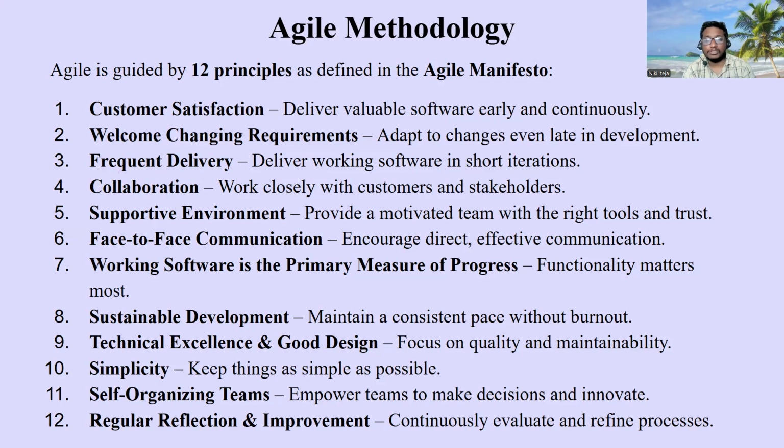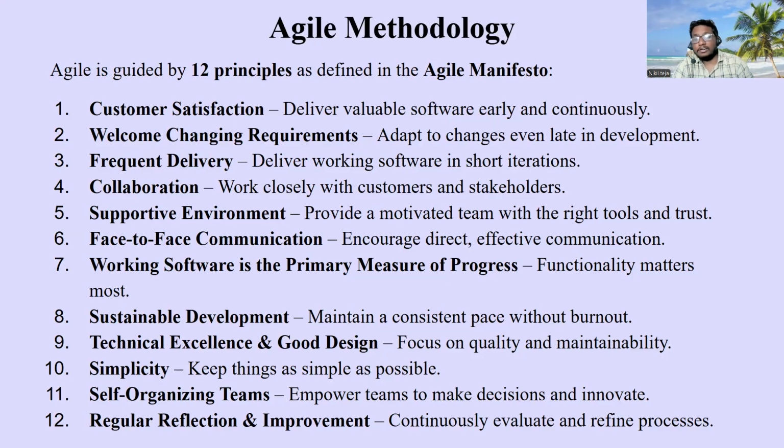Next is self-organizing teams. Empower teams to make decisions and innovate. Don't do micromanagement. The point of self-organizing teams is don't do micromanagement. Don't always go to your team and tell them to do this. Don't pressurize them. Make them understand the problem so that they will come up with different unique solutions, which can be useful for your software development too. So that is about self-organizing teams. Your teams should come up with different unique solutions so that the software can be better, best.